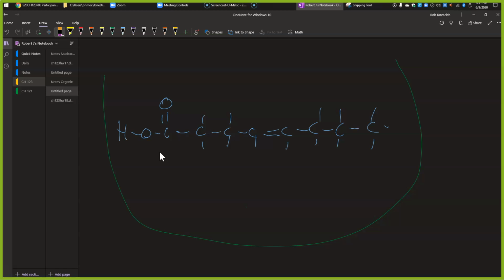So this double bond is cis. Are we okay with that? Because the hydrogens are on the same side of the double bond. But if I flip it, and put the H on the other side of the double bond, this is trans. This is what margarine was for decades, like 80 plus years.